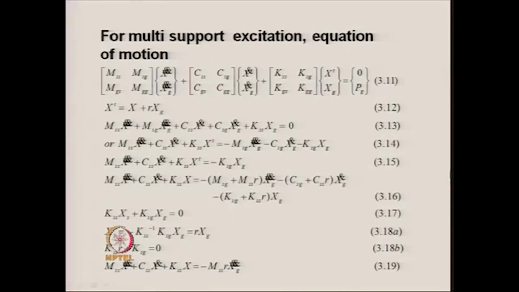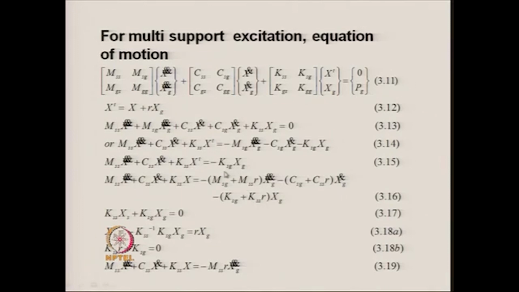Now, if you want to write down the same equation in terms of the relative displacements, then we rearrange this equation 3.15 by substituting for xt with the help of equation 3.12, and once we do that, on the left hand side we keep all the quantities in terms of the relative motion, that is x, x dot and x double dot, and on the right hand side we bring in MSS into R, which will be coming from this relationship, and CSS into R and KSS into R.